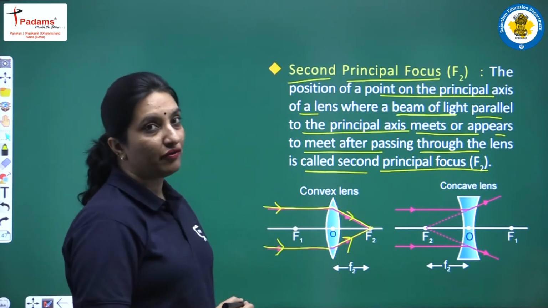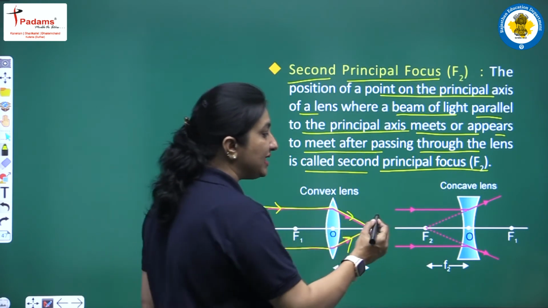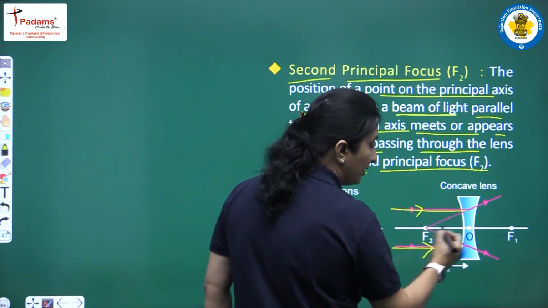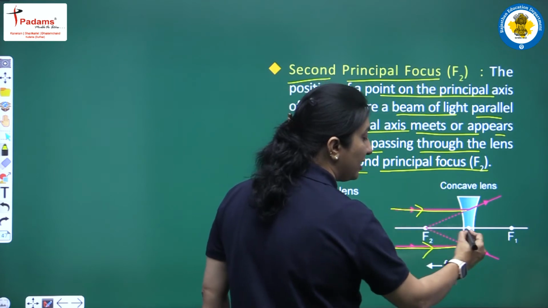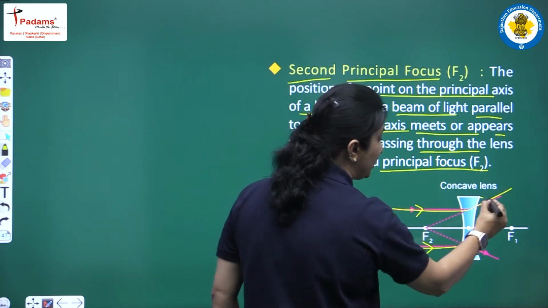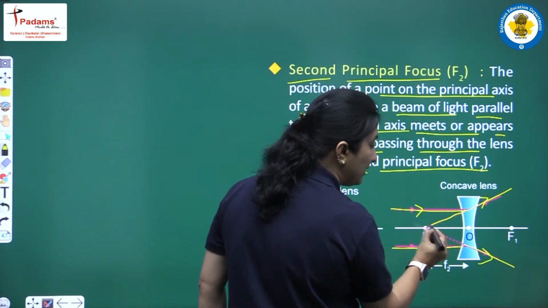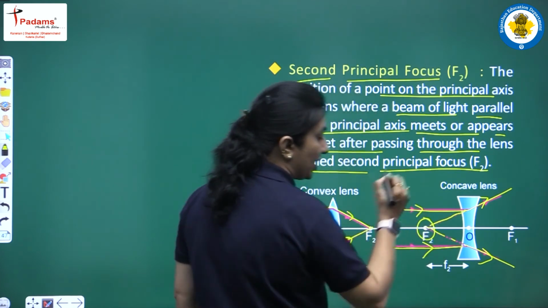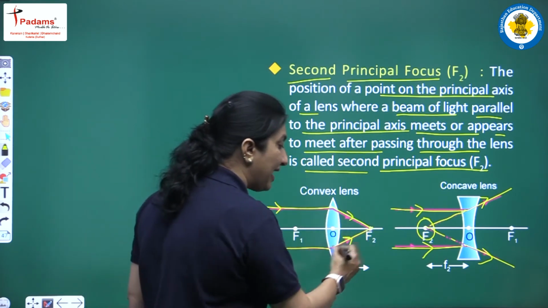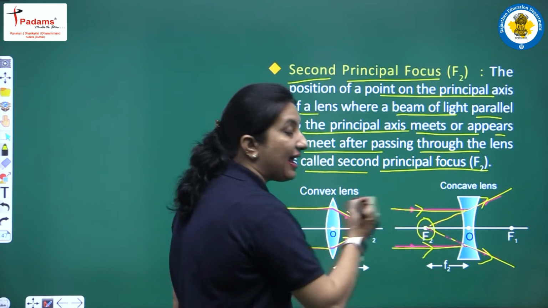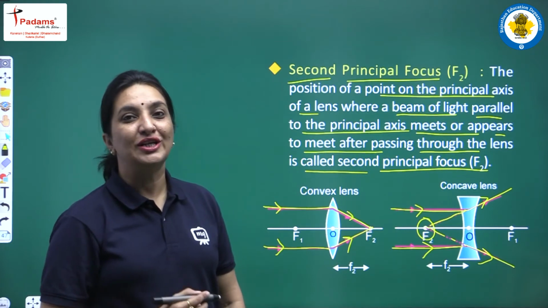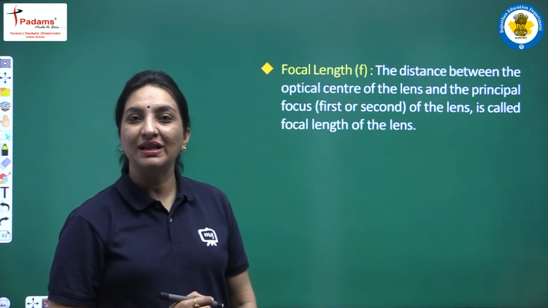Now let's understand this for the case of a concave lens. The rays of light which are incident parallel to the principal axis, that is, they are coming parallel to the principal axis and are incident on the concave lens, after refraction they appear to come from this focus which is known as the second principal focus. So they actually meet at F2 or they appear to meet at F2 in the case of the convex lens and the concave lens respectively. So this is known as the second principal focus.